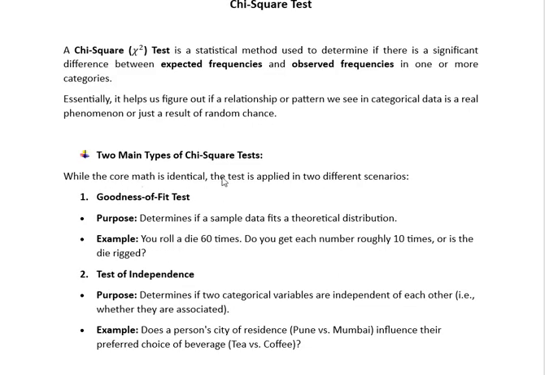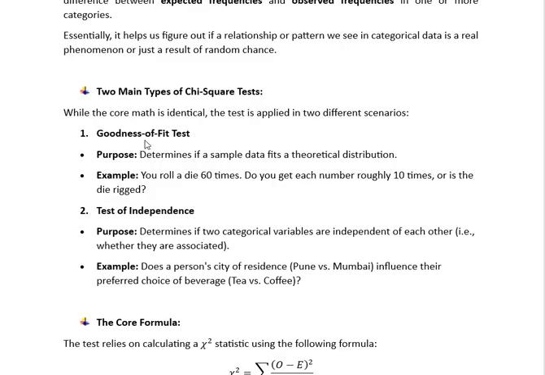There are two main types of chi-square test. While the core math is identical, the test is applied in two different scenarios. First is the goodness of fit test. Its purpose is to determine if sample data fits a theoretical distribution.